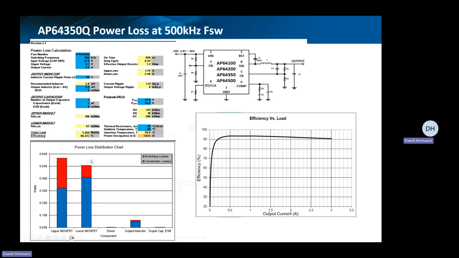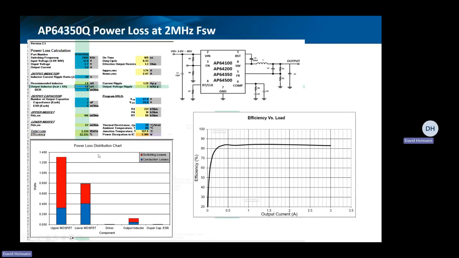So now if we take the same conditions of 12 volts in, 3.7 volts out. And I did make an adjustment to the inductor because our tool recommends an inductor. I try to keep that inductor as close to the recommended value as possible, again, because that helps the efficiency of the converter overall. But even changing the inductor, when we go up to 2 megahertz switching, you can see here that our efficiency has dropped down into the mid to low 80s, right?